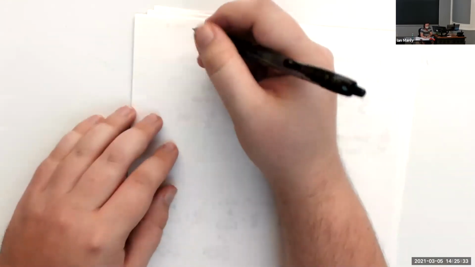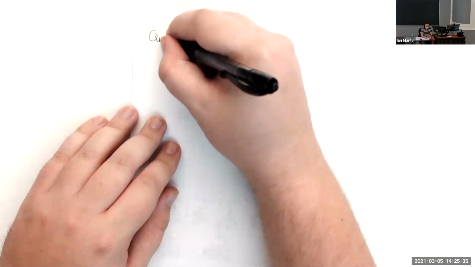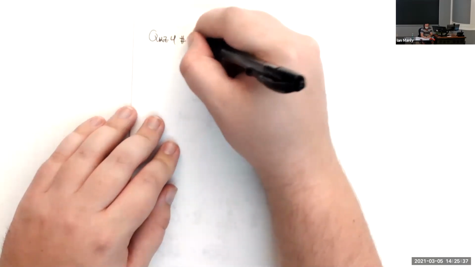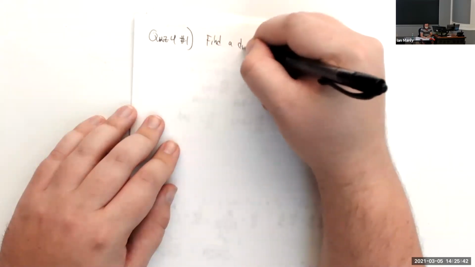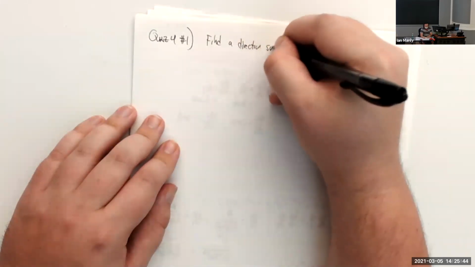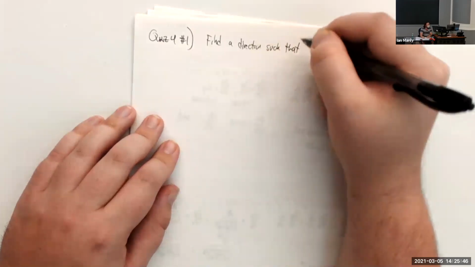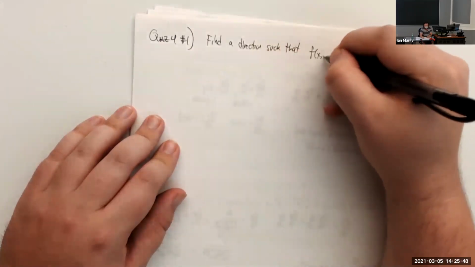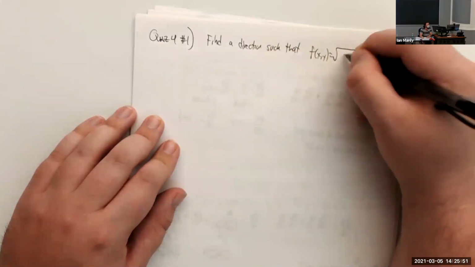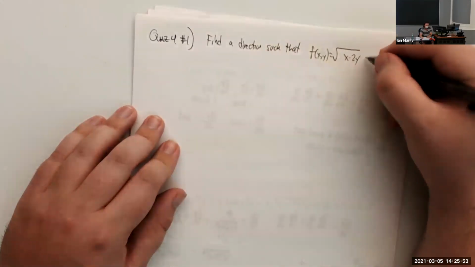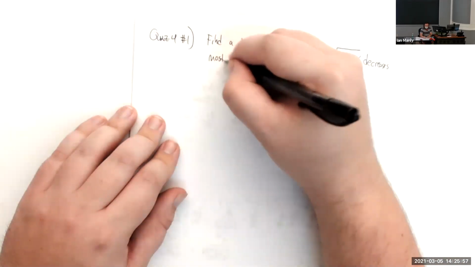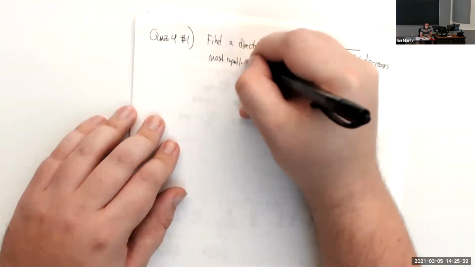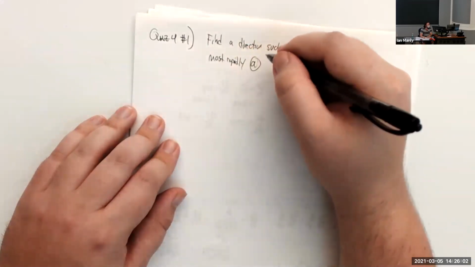So the version I got randomly, quiz 4 number 1: find a direction such that f of x, y, being the square root of x minus 2y, decreases most rapidly at the point (2, -1).